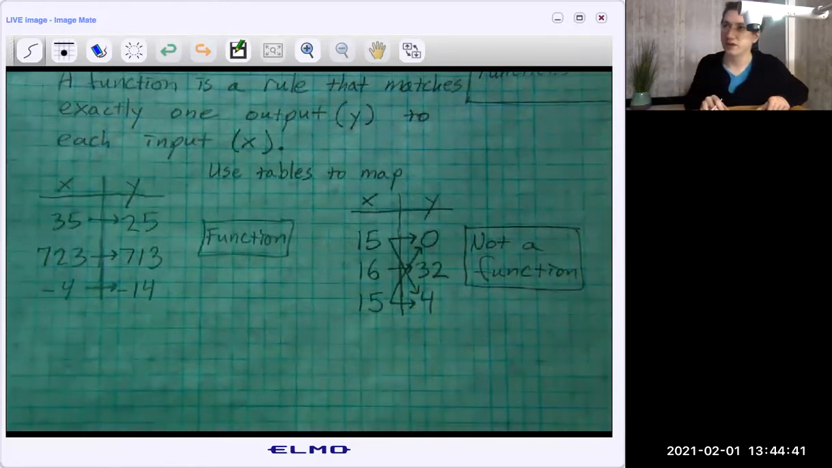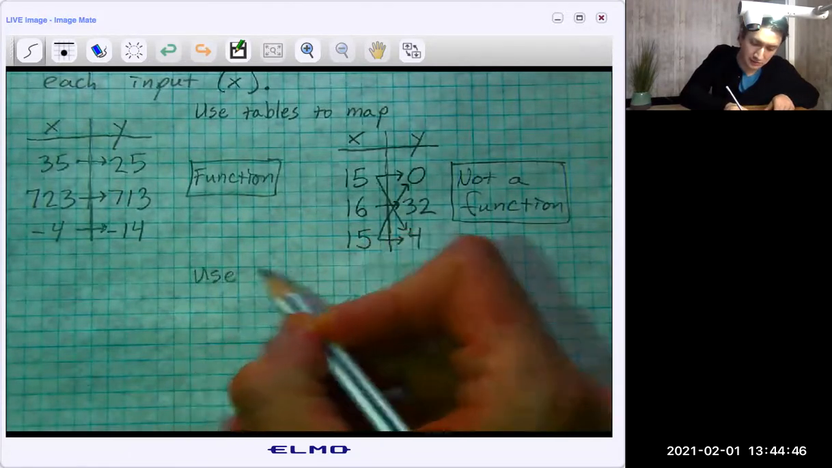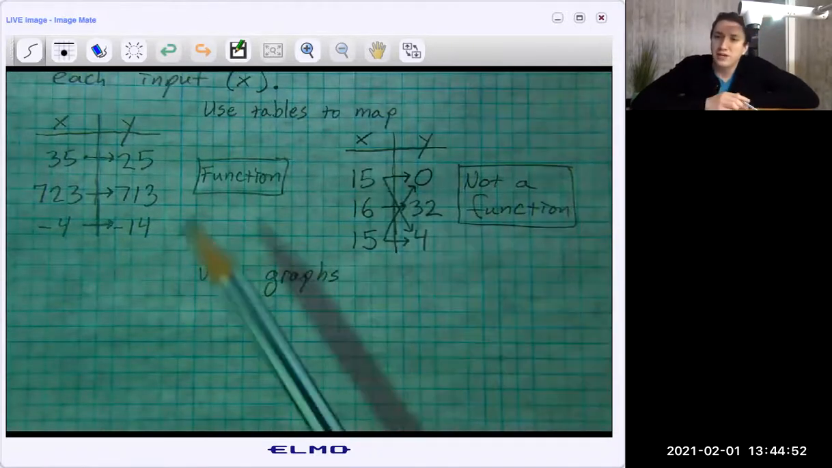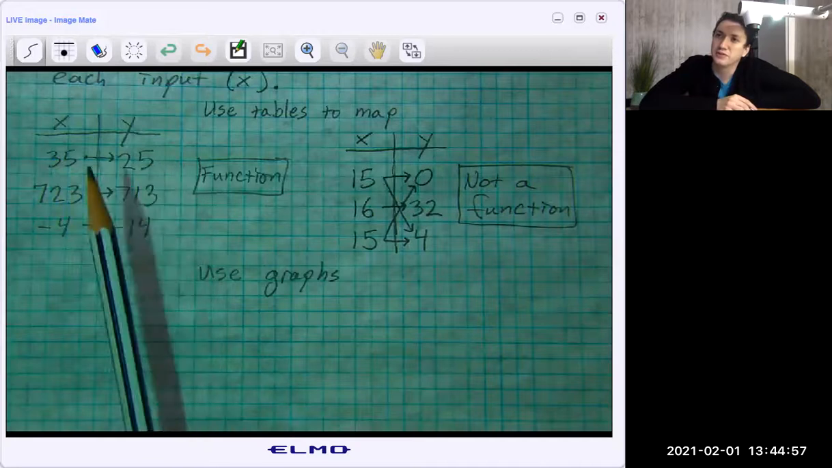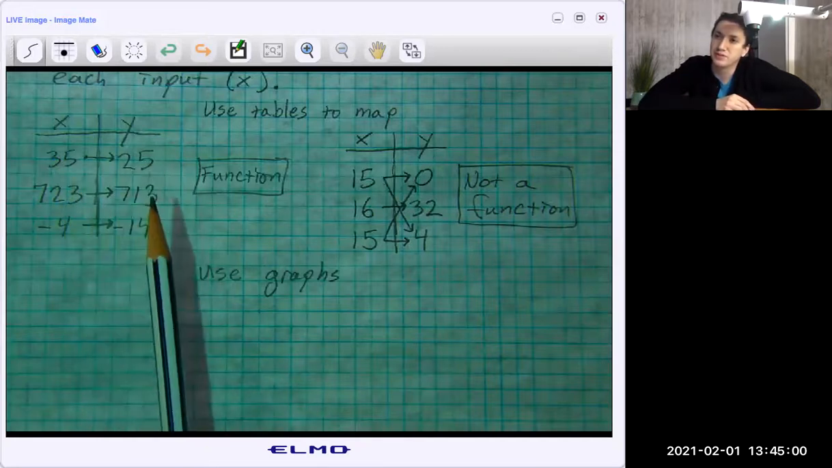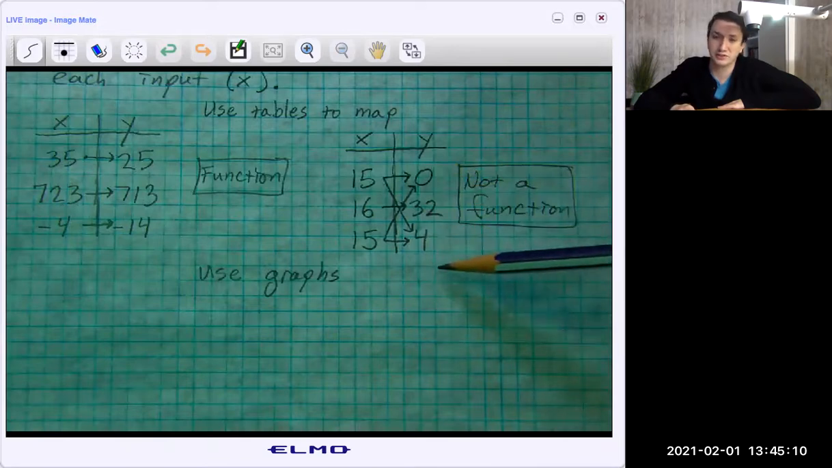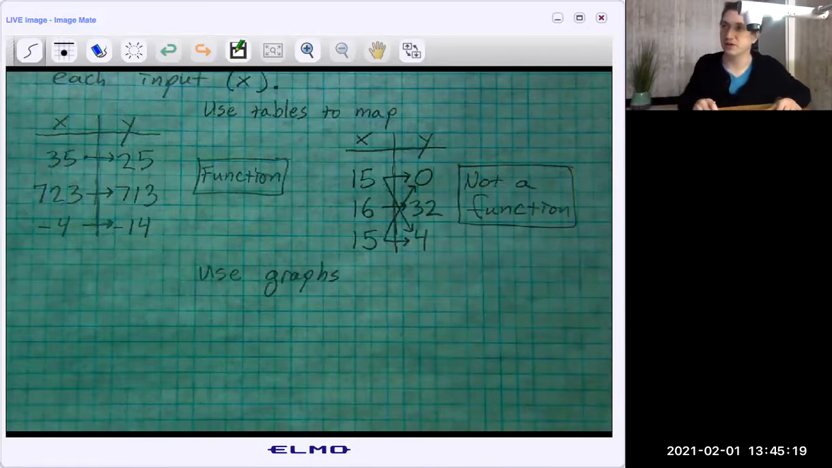We're going to talk about method 2 now. We could also use graphs. That's what method 2 is, to use graphs. We've dealt with these tables before, and we know that in these tables, these are just ordered pairs, 35 and 25, 723 and 713. And if we wanted to, we could take all those ordered pairs and graph them, and we could see what does this function look like. Or in this case, we would graph them and say, well, what does this not function look like? And the question is, well, what if we didn't have the ordered pairs? Could we just use a graph? And let me show you what that would look like.